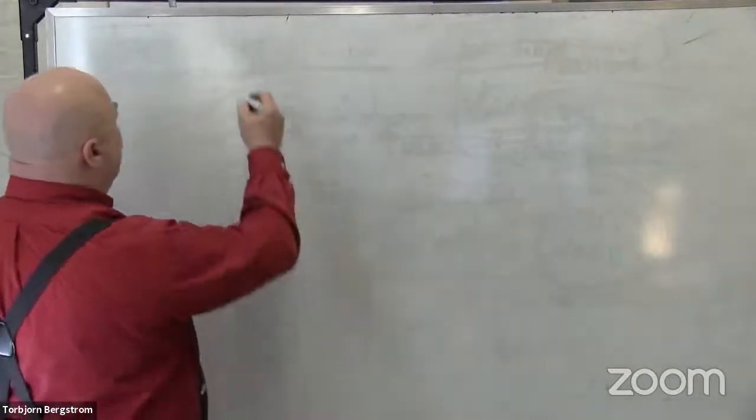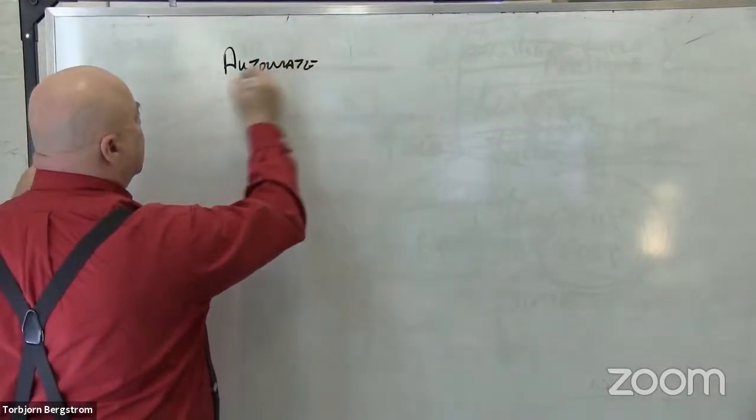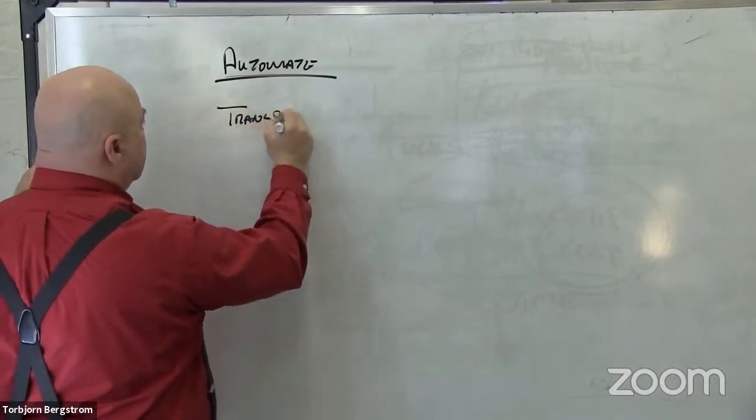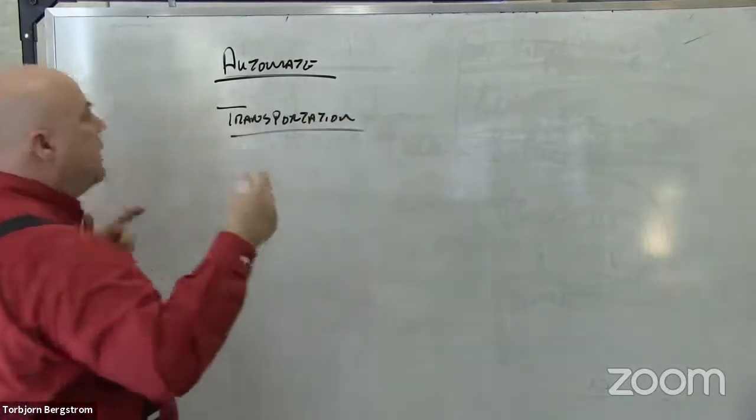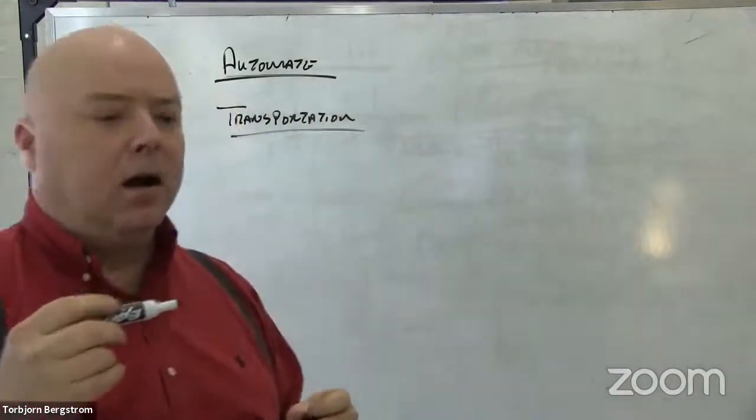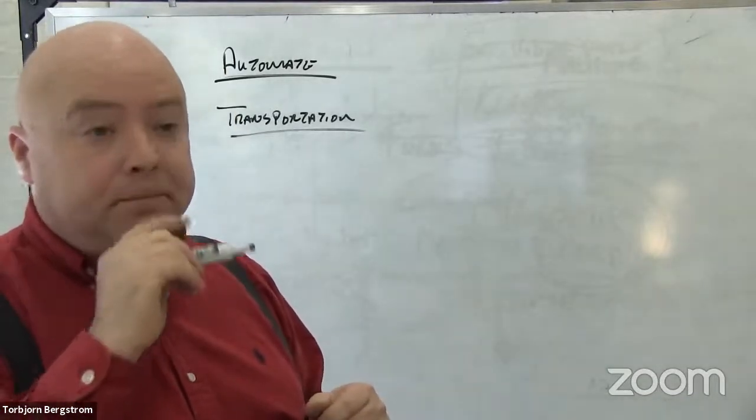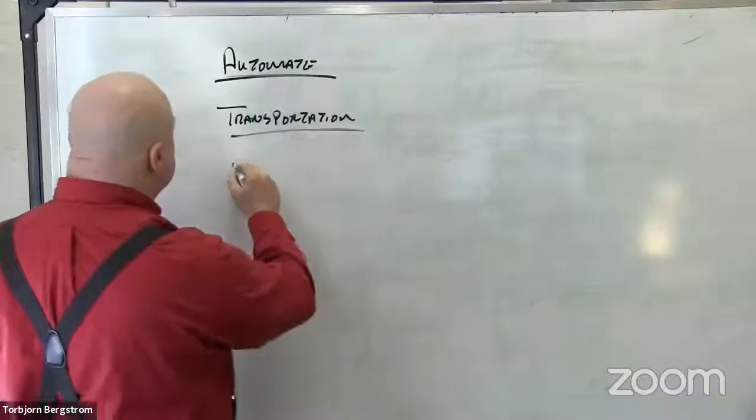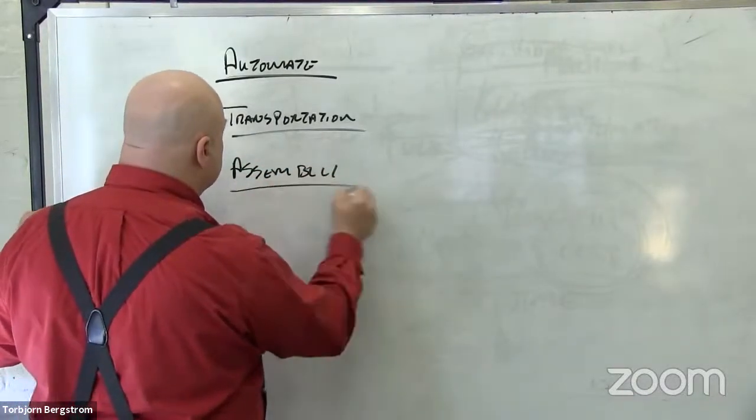But you can automate transportation of your products, or moving them from place to place. What else could you automate? Assembly. Packaging.